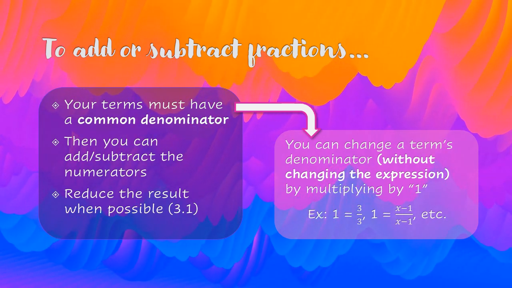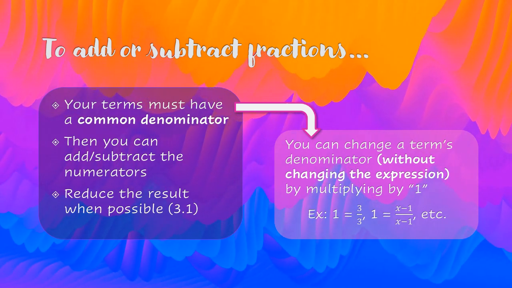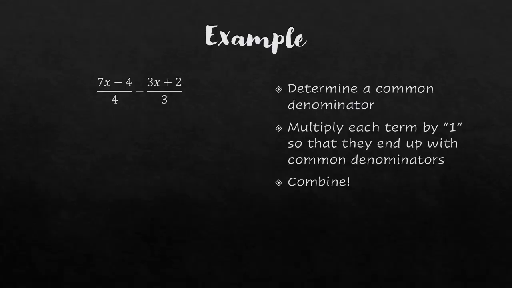So we're going to be building on what we talked about in the last section, 3.1. Okay, let's look at an example. So our first example, we've got (7x minus 4) over 4 minus (3x plus 2) over 3. So our first job is to come up with the common denominator.